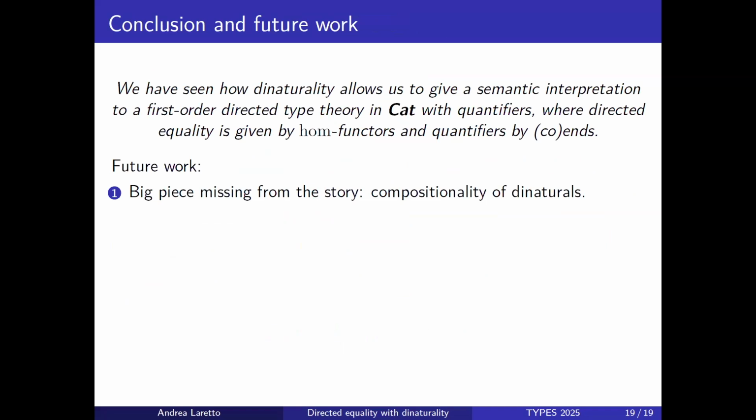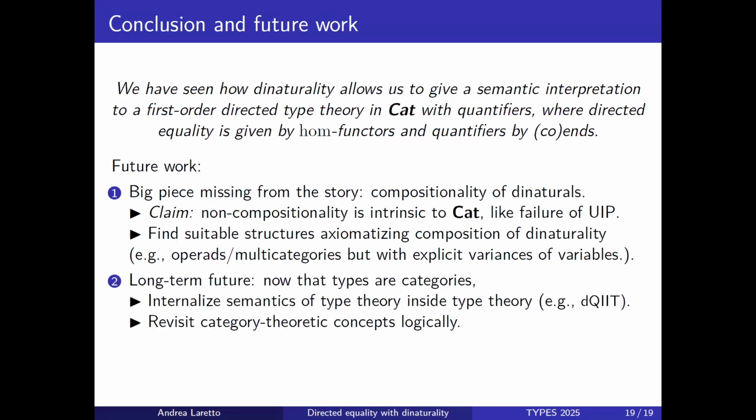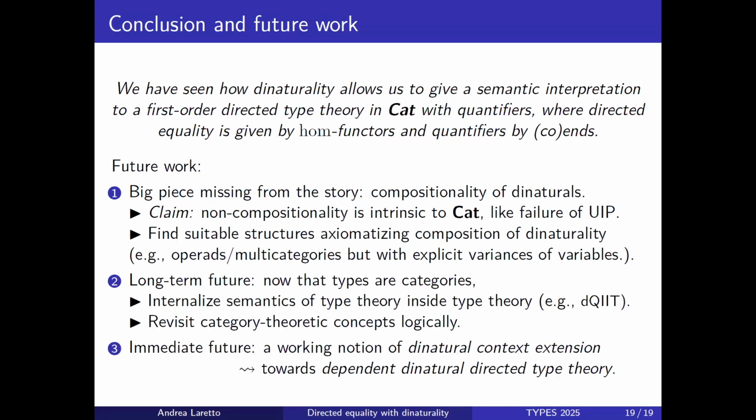That's it. So we've seen how dinaturality allows us to talk about directed type theory, not the dependent case yet. Compositionality of dinaturals, that's the interesting part of this. There are some things that you don't get. My claim is that this is intrinsic to cut, in the same sense that UIP fails. And just the last thing, what we are working on is to generalize this to the dependent case. So we have a notion of dinatural context extension, and this is hopefully going to be the next step to the dependent case. That's it. Thank you.